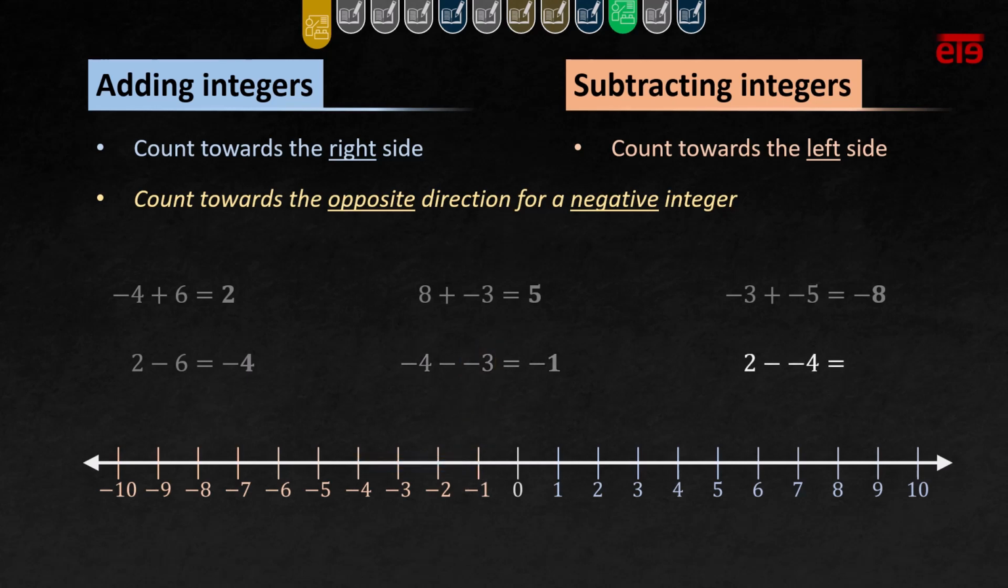2 minus negative 4. We start counting from 2. For subtraction, we move towards the left. However, we are subtracting a negative integer and we need to change the direction. It is like 2 plus 4. Count 4 and now we reach 6. So the answer for 2 minus negative 4 is 6.